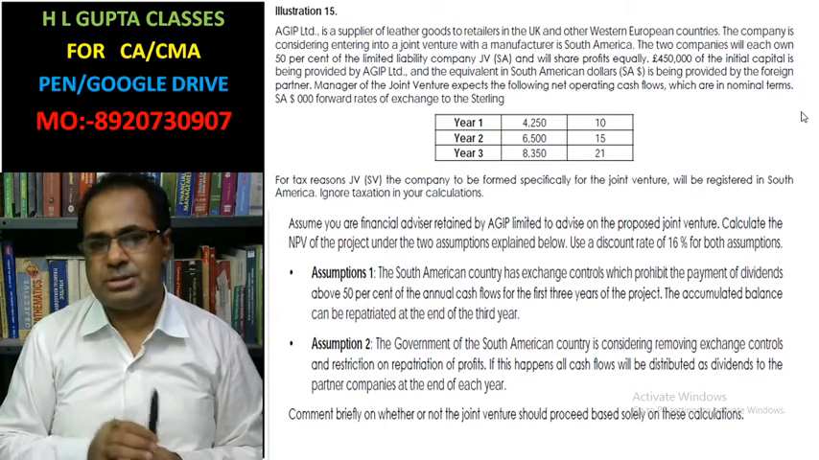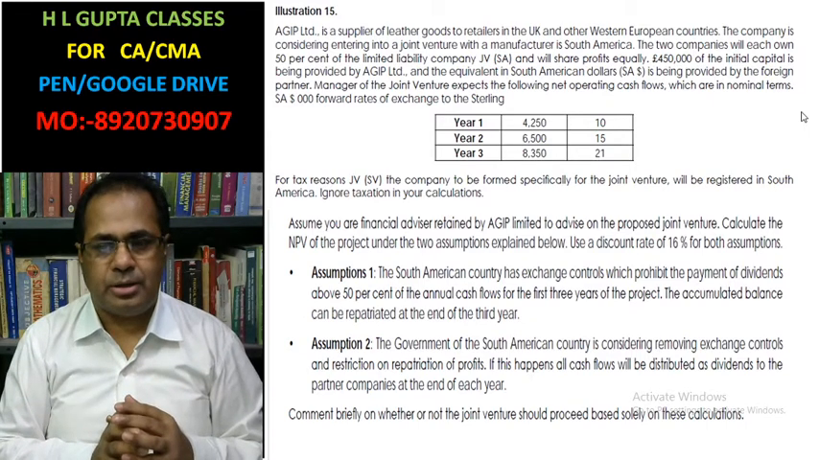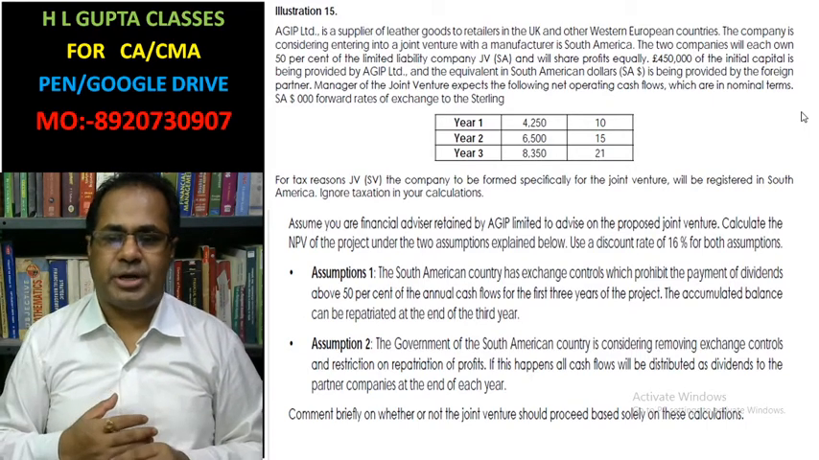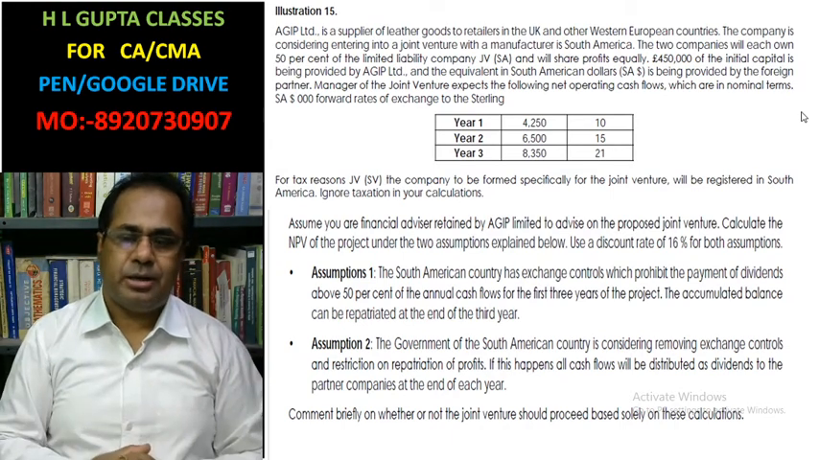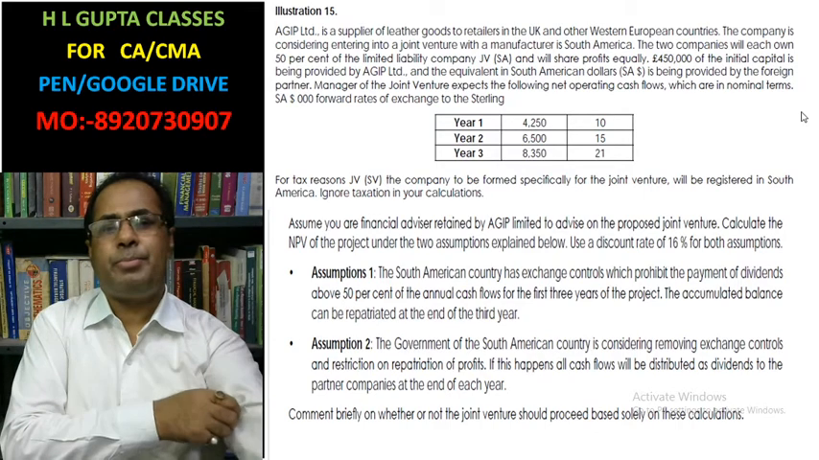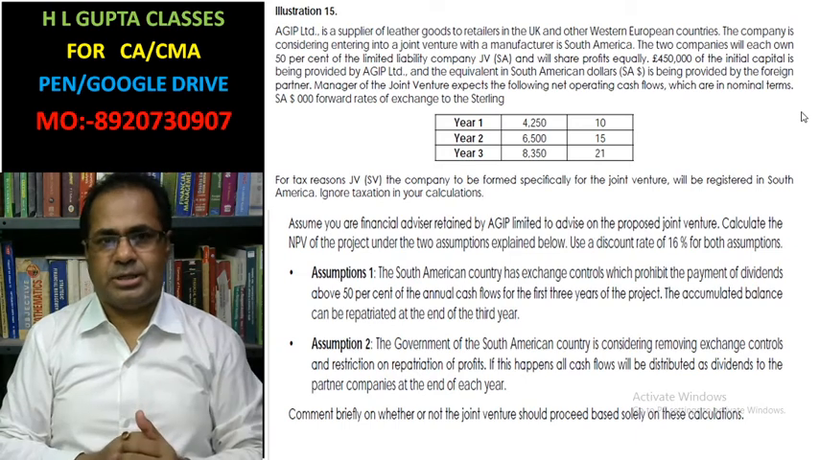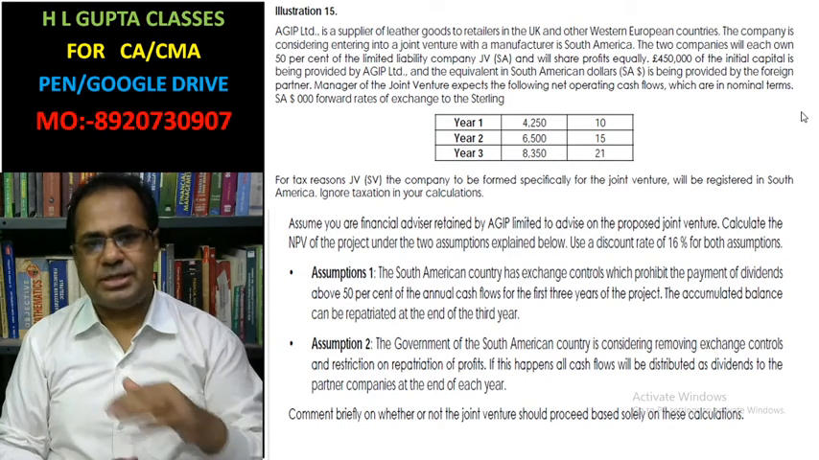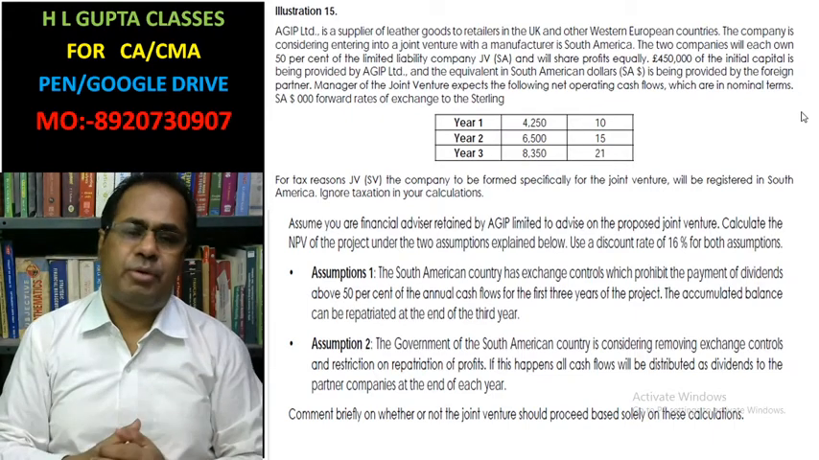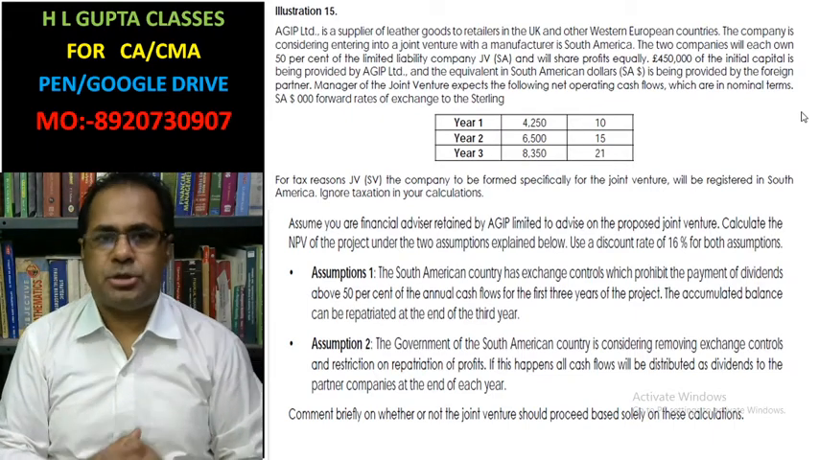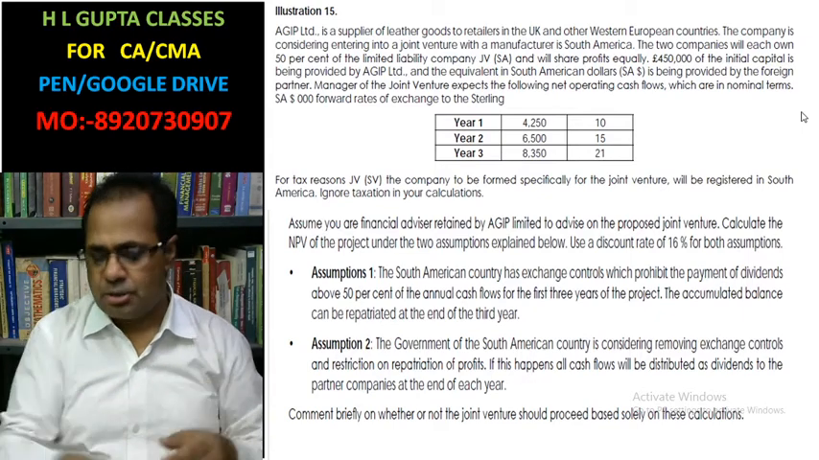Exchange restriction means the dividend you are going to receive from the investment in Western European countries, you cannot convert it entirely into pounds. Only 50% of such currency can you convert, and the rest of the currency is exchanged in the UK at the end of the third year. In the second assumption, you have to solve the question if there are no restrictions. That is the question. Please read the question here.